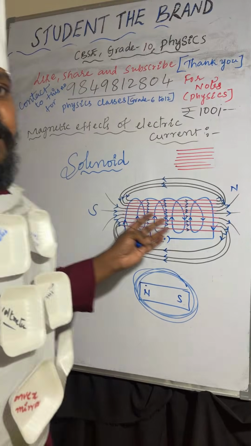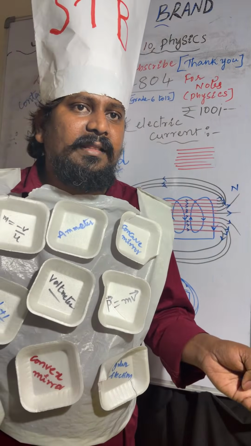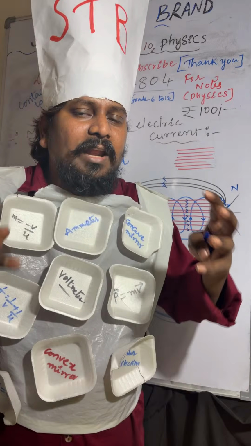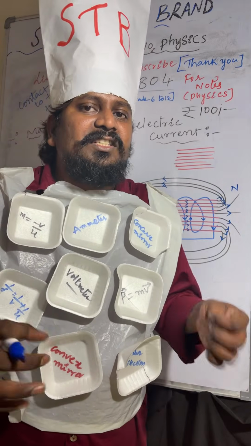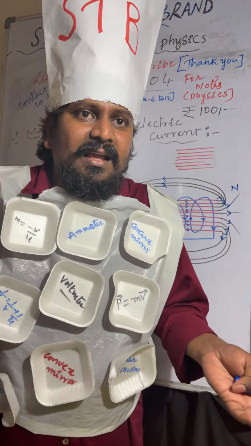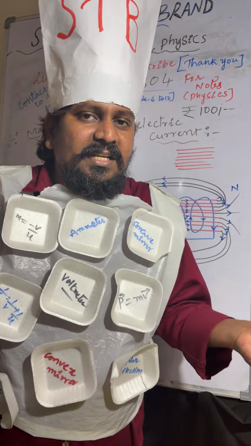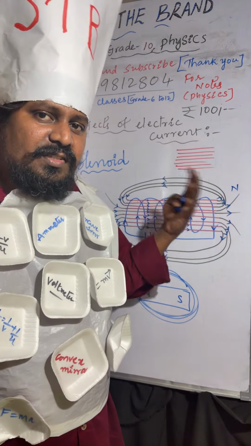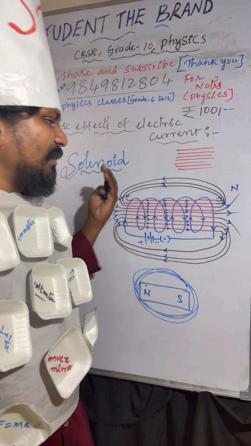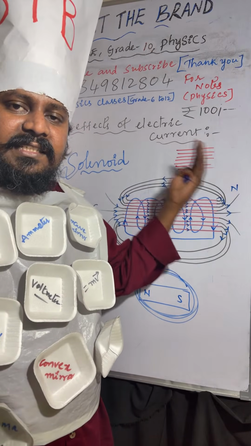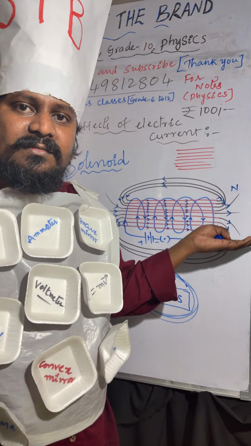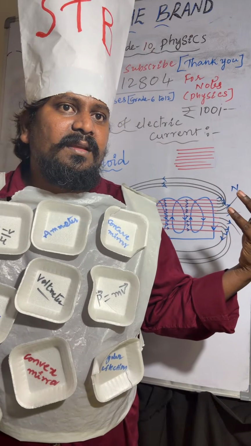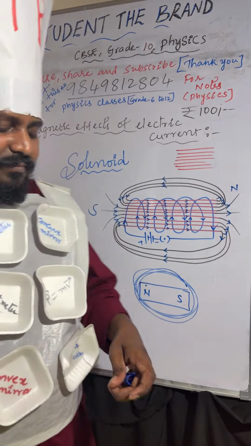So here you can see. I hope you understood. If you change the polarities or directions of the battery, or the direction of the current, automatically the magnetic field direction also changes. By that we can change the poles: North Pole, South Pole, South Pole, North Pole, like that. Understood or not? This is about solenoid.